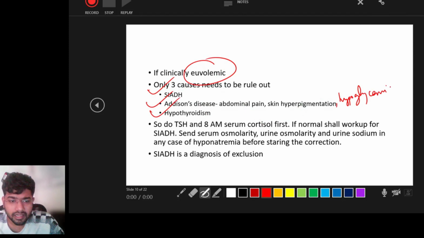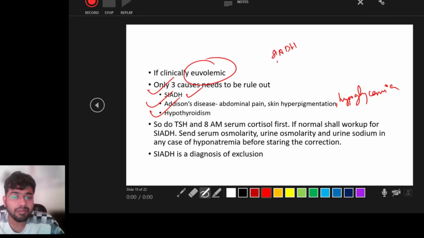And in hypothyroidism, patients will have symptomatic hypothyroidism. They will have hoarseness of voice, excessive weight gain, etc. But the most common cause is SIADH. So, in all, if you have seen the patient and the patient is not dehydrated and is not in a volume overload state, then the only one left is euvolemia, and the most common cause is SIADH.